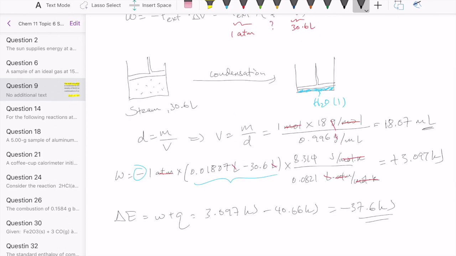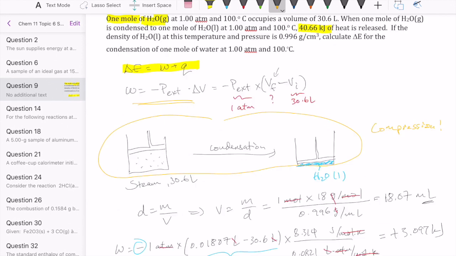Now, the work quantity is positive, and that should make sense to you because what's going on in this situation is compression. But remember that the same equation, which is the expansion work equation, works both for expansion, which is volume going from smaller to bigger, and compression, which is, like in this case, a volume of a bigger quantity going to a smaller volume quantity.